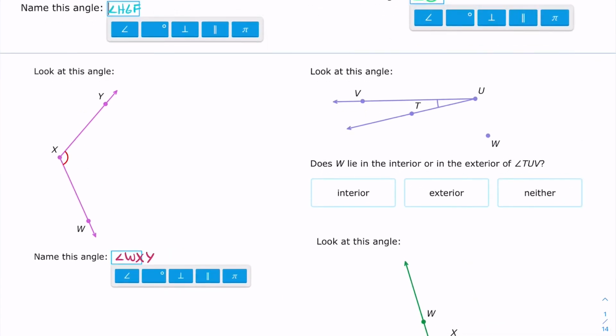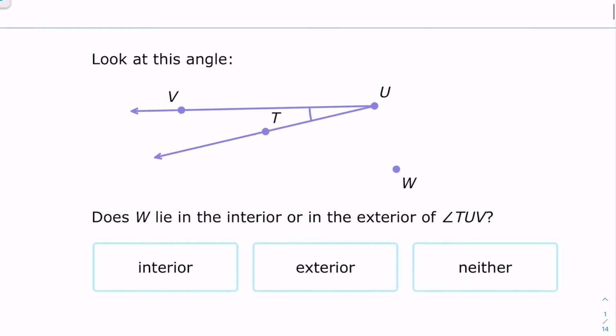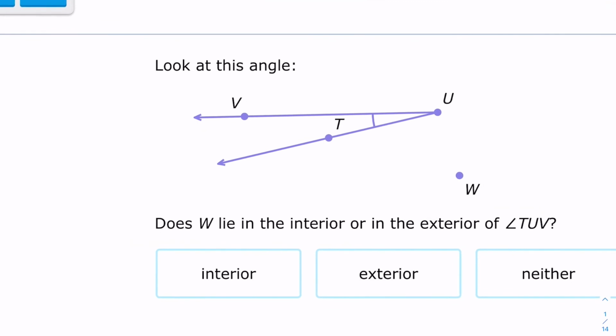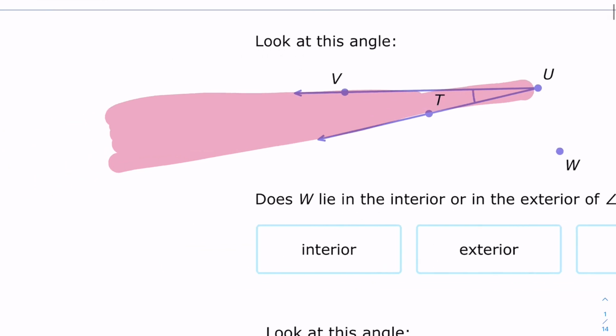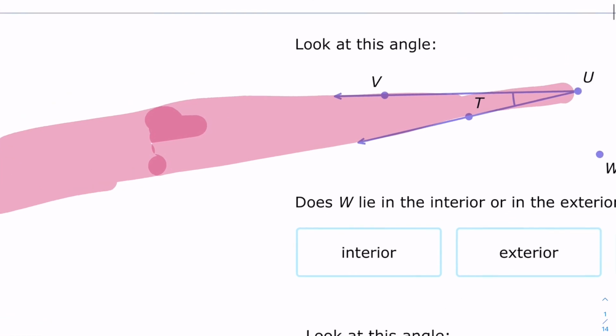All right. Now we get to problems where it's asking, is point W, for instance, in the interior of the angle? So for it to be in the interior, it would have to be somewhere between here. It would have to be in this space. And this space keeps going on and on and on. It gets larger and larger as it keeps going. We're following these lines right here.